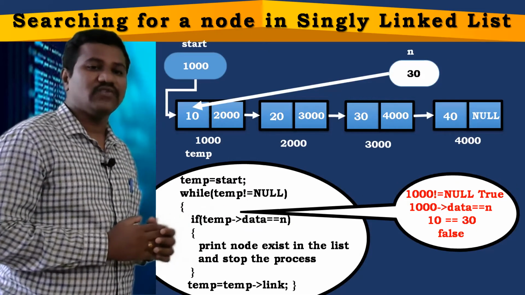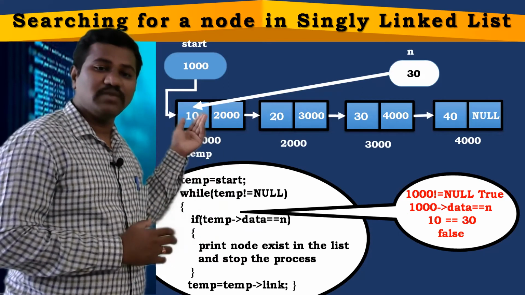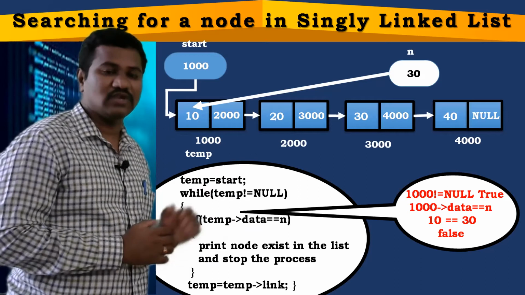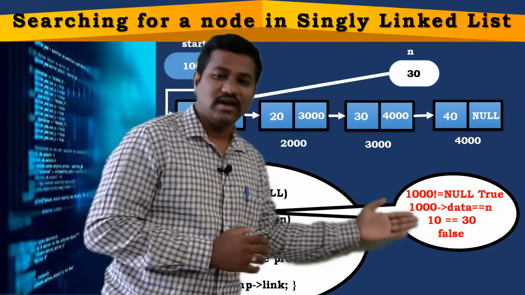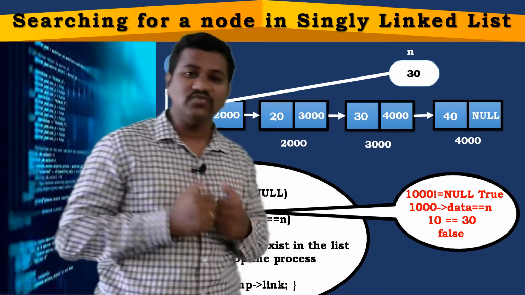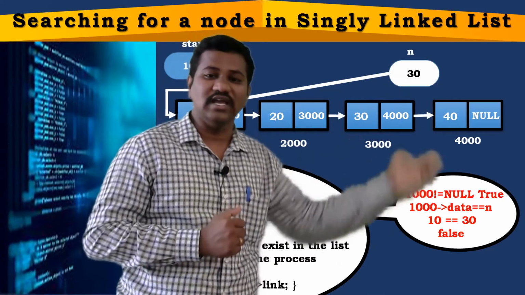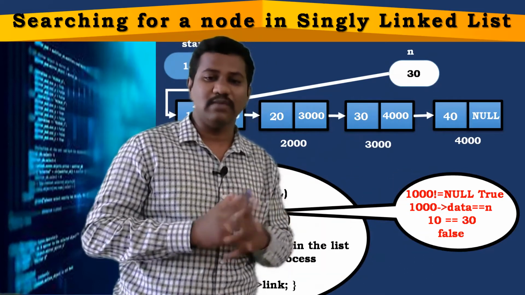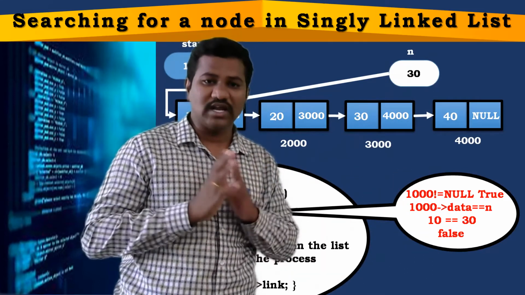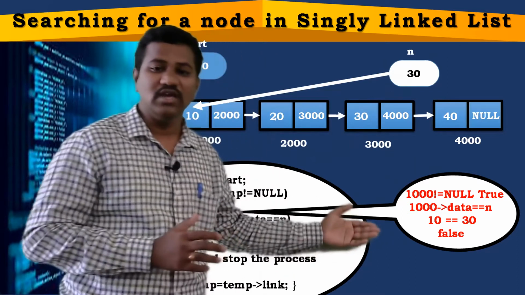We can see if temp arrow data, what will it have? 1000 arrow data gives 10, and that is compared with n. Here my searching value, the element, is n, and n contains the value 30. I am going to check whether 10 is equal to 30 or not. If 10 equals 30, I need to stop the process, but 10 is not equal to 30, so the condition is going to be false.